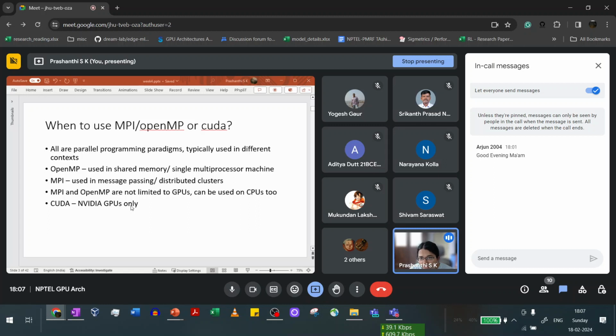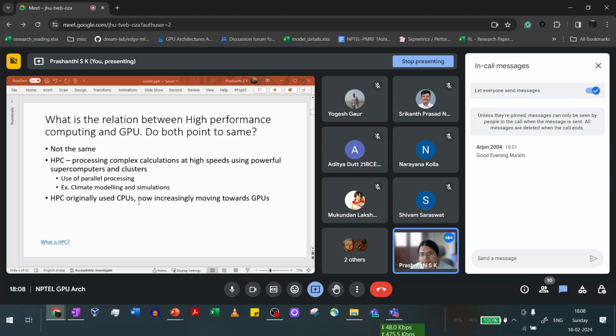So MPI is typically preferred not in a single machine, but in a distributed or message passing setting, right? And OpenMP is supposed to be better than MPI when it comes to a single machine. So this is the broad difference between the three and what context they are used in. But of course, the similarity is that all of them are used in a parallel programming context. Hope that helps.